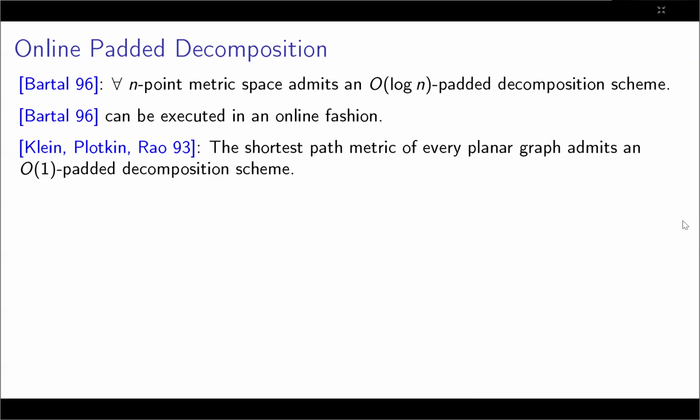One famous example is, say, planar graphs. Here, Klein, Plotkin, and Rao showed a long time ago, 30 years ago, basically, that the shortest path metric of every planar graph has padding parameter just a constant. And since then we have other algorithms. I understand this very well.